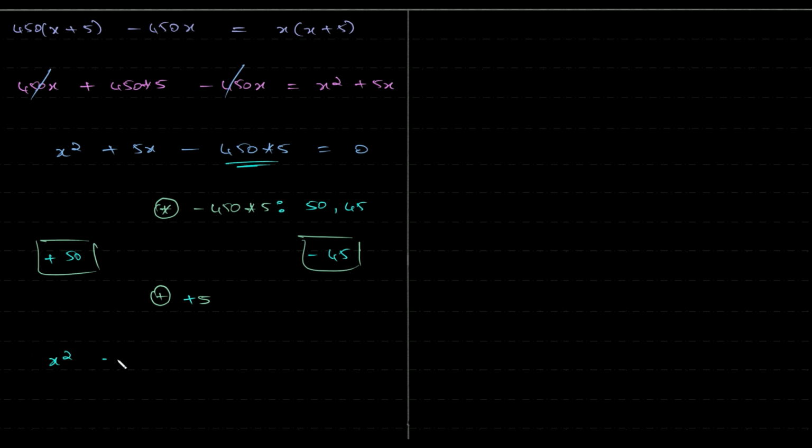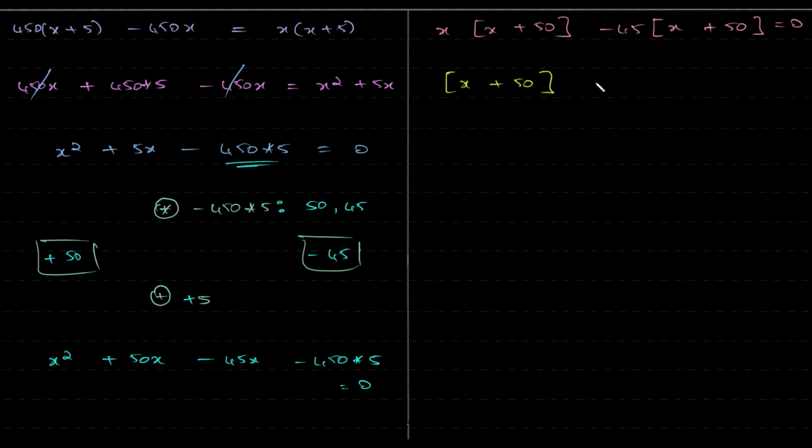And so we have x squared plus 50x minus 45x minus 450 into 5. I don't need to multiply. This is equal to 0. And then we have x as common, x plus 50, and we have minus 45 as a common number, x plus 50, which is equal to 0. I hope you guys understood why I took minus 45. Negative is common in both the numbers. And then we have x plus 50 and x minus 45, which is equal to 0.